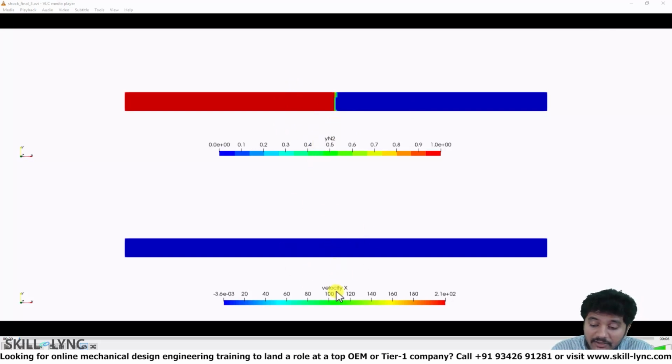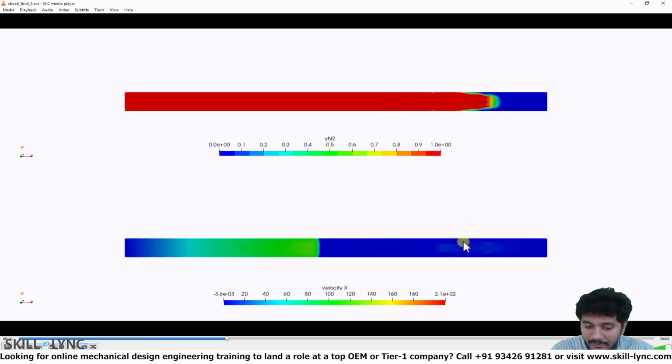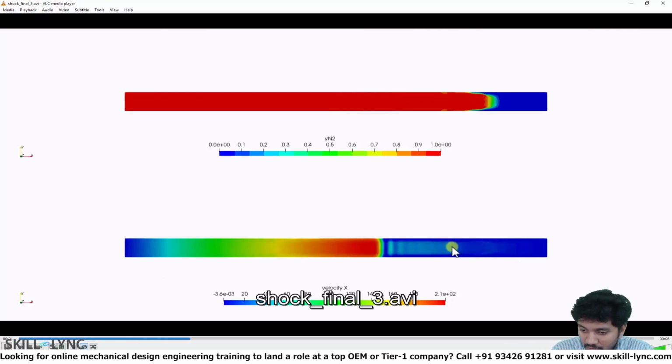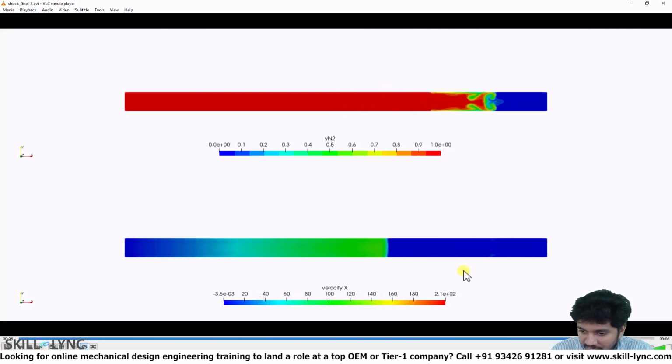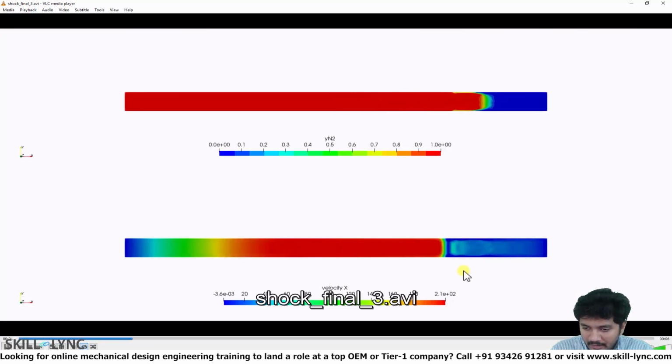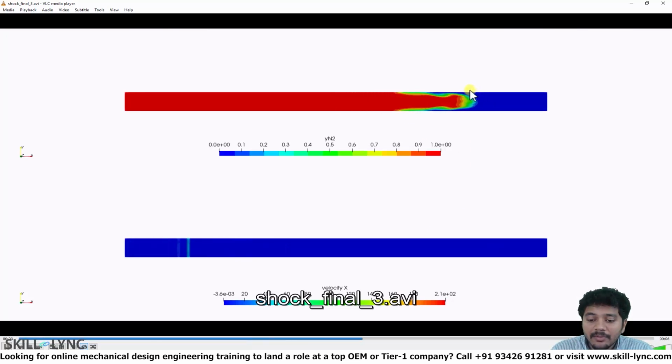Initially the velocity is actually zero because the diaphragm is intact, and hence there is no flow. So when I actually play the video, you can see that the diaphragm breaks. You can see that the waves are getting reflected back and forth, and in the process mini shock waves are also getting developed. You can see that this right here is your diamond shock wave pattern. Now on the top, things take place a bit more slowly.